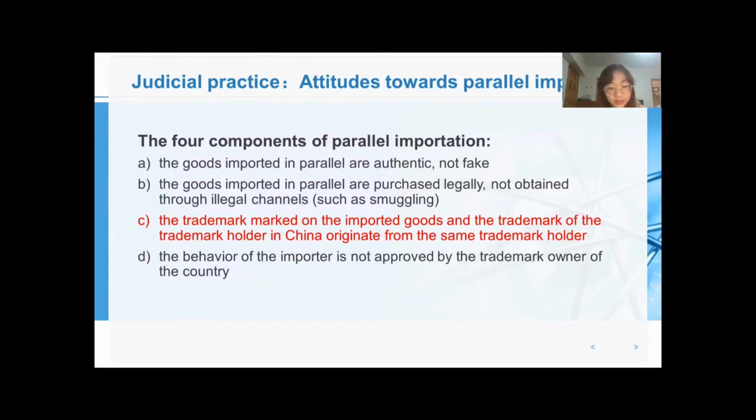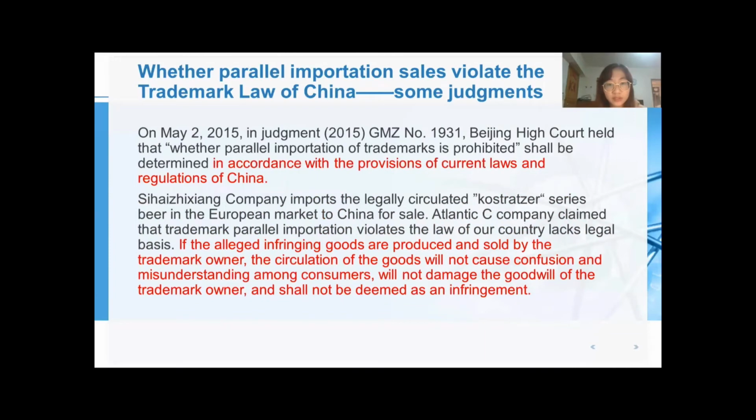In addition to C, in trademark infringement disputes, the defendant has the obligation to explain the legal source of his products, to prove that his products are imported legally, to bear the corresponding burden of proof in accordance with the above elements, and to provide sufficient evidence to prove that the goods are imported in parallel. You may wonder whether parallel importation sales violate China's trademark law.